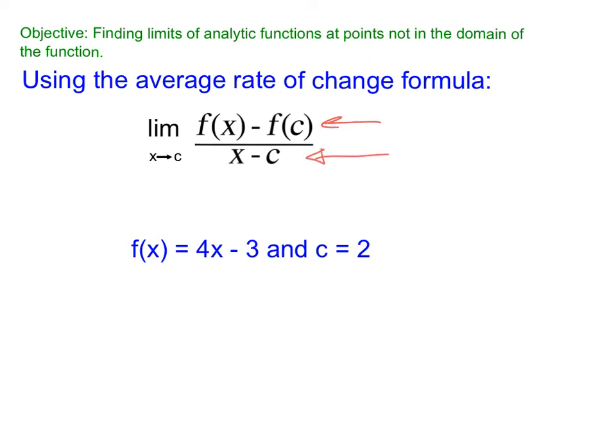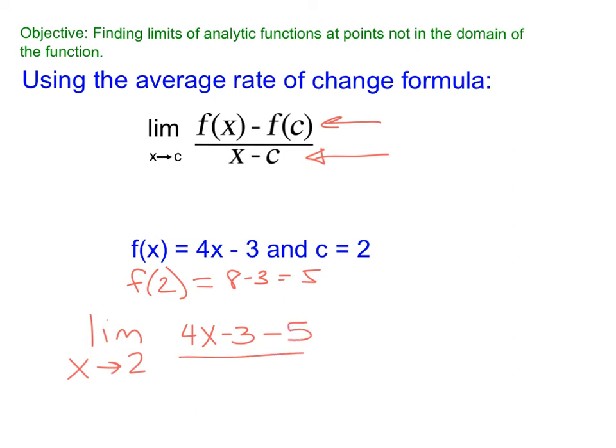So if f of x is 4x minus 3, what would f of c equal? Well, c in this case is 2. So f of 2 is 8 minus 3, which is 5. So we're going to do this one, the limit as x approaches c. In this case, c is 2. f of x is 4x minus 3 minus, what did we get for f of 2? 5, over x minus 2. So x's stay in the problem, and then the c, in this case, is our 2.